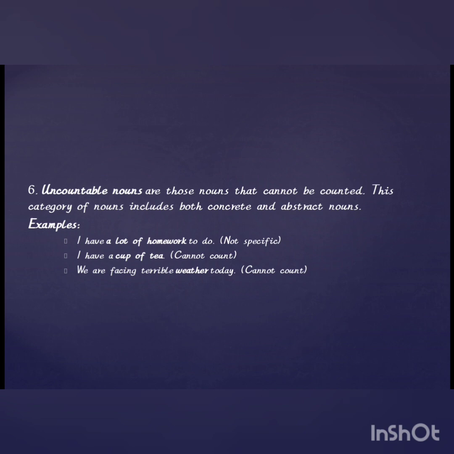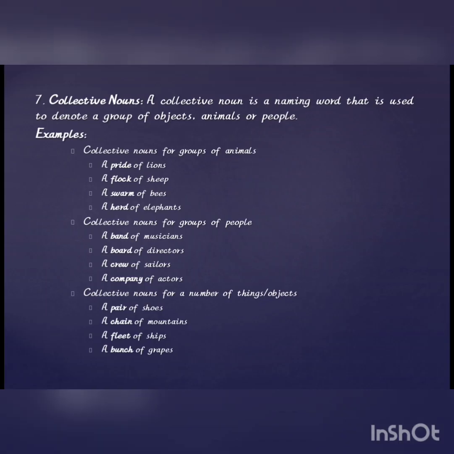Okay. And look at the following example. I have a cup of tea. All these things cannot be counted, so they are examples for uncountable nouns. Coming on to the next slide, here we are going to see collective nouns, and very simple again. A collective noun is a naming word that is used to denote a group of objects, animals or people.